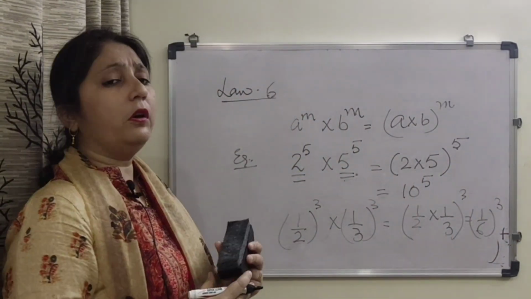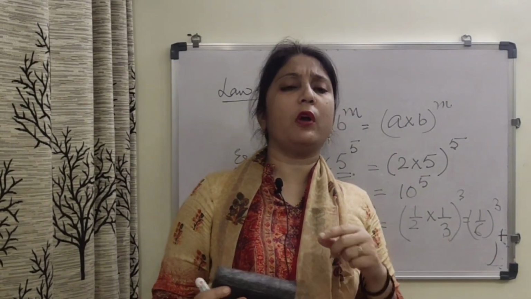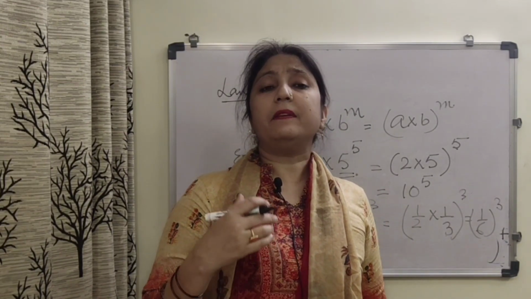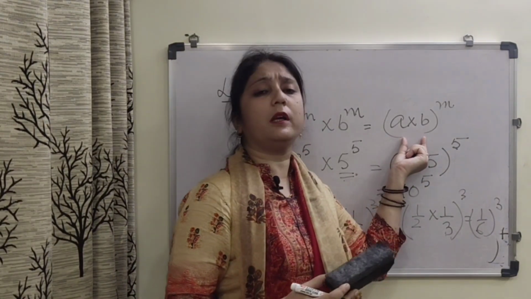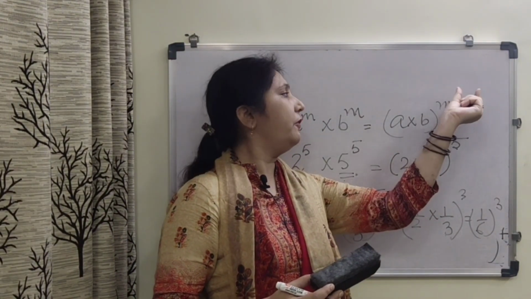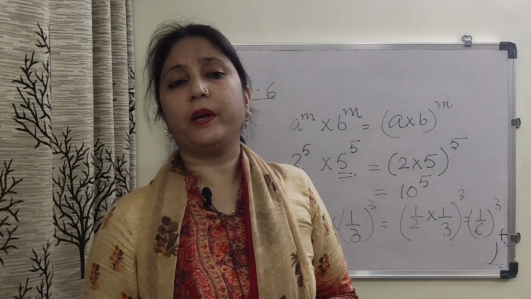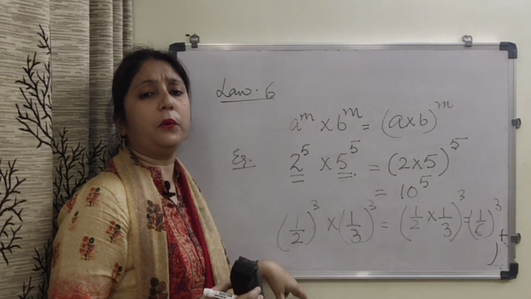So, this is your sixth law of exponent, which describes you even if you have different bases, you want to multiply, but bases have got the same exponent, you can multiply easily. You put the bases in the bracket and write the exponent just once. So, I hope it is clear to you.